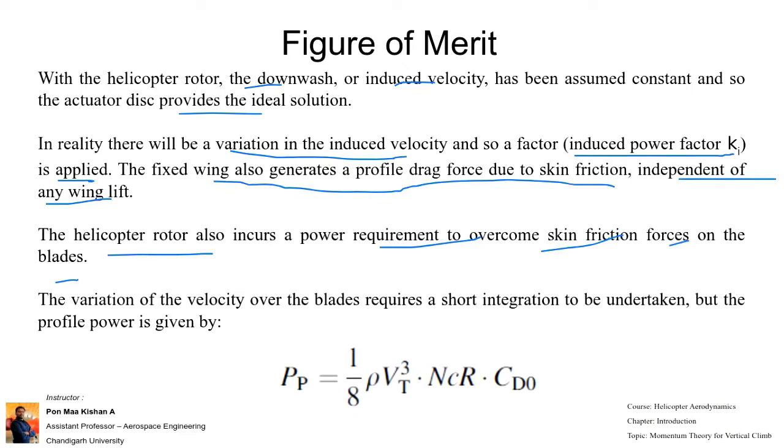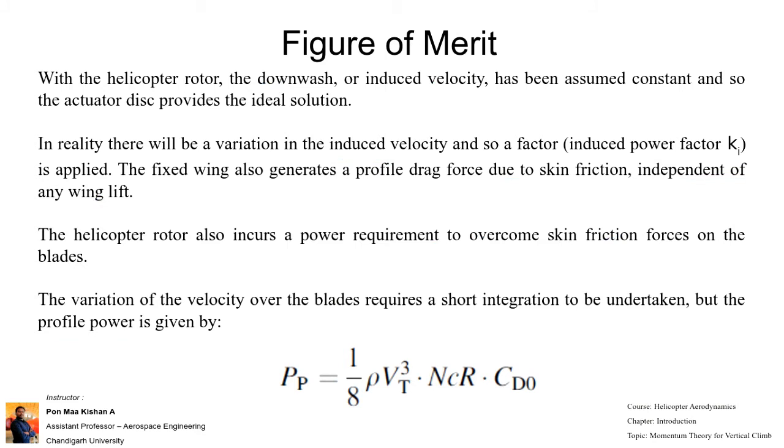So the power variation, that is profile power, is given with respect to 1 by 8 rho Vt cube into NCR CD naught. So what is the equation given as? We have not derived this, but experimentally this equation has been developed. Okay, so what is power? Power is force into velocity, right?